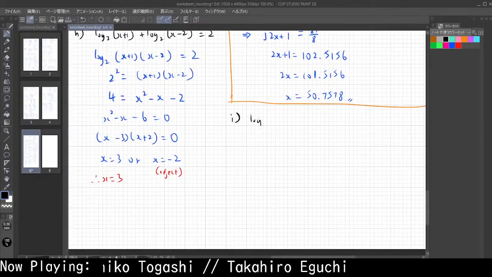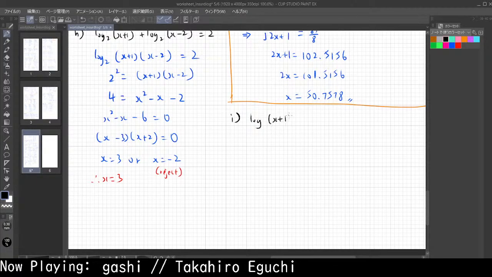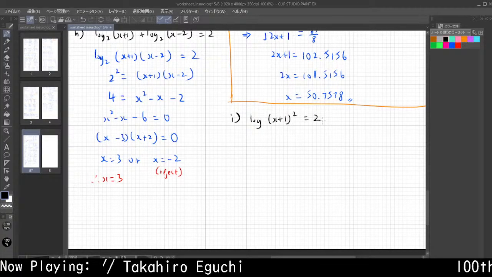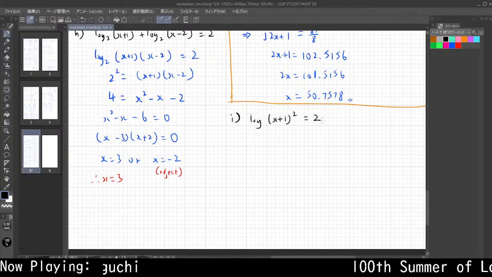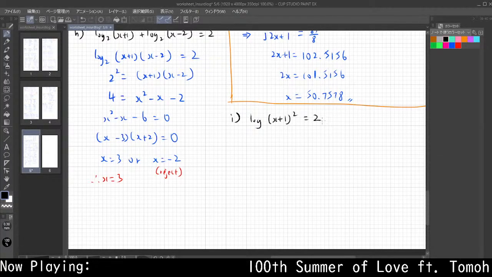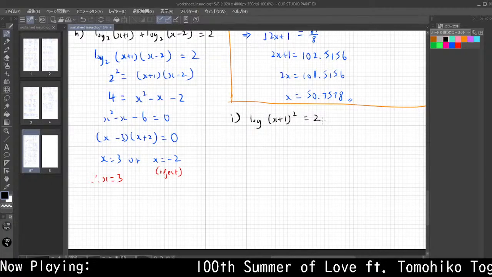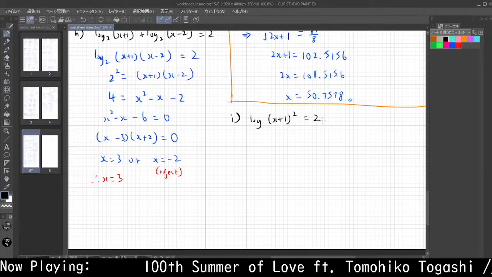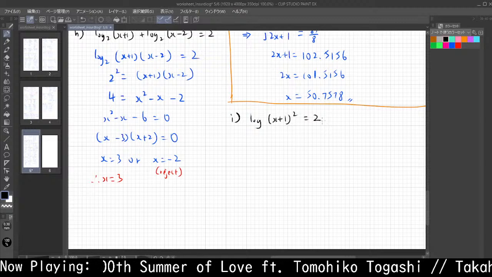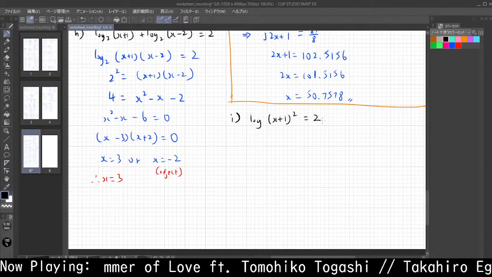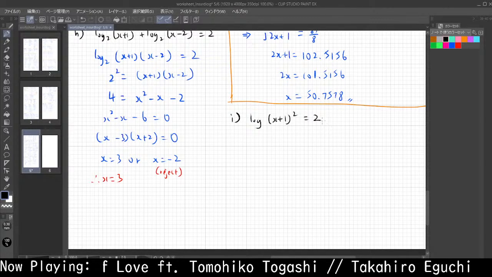I is log of x plus 1 squared equals 2. This one is just directly convert. If you don't see the base written, if you see log without a base, the base is base 10. This corresponds to the log button that some calculators have. They are default base 10.